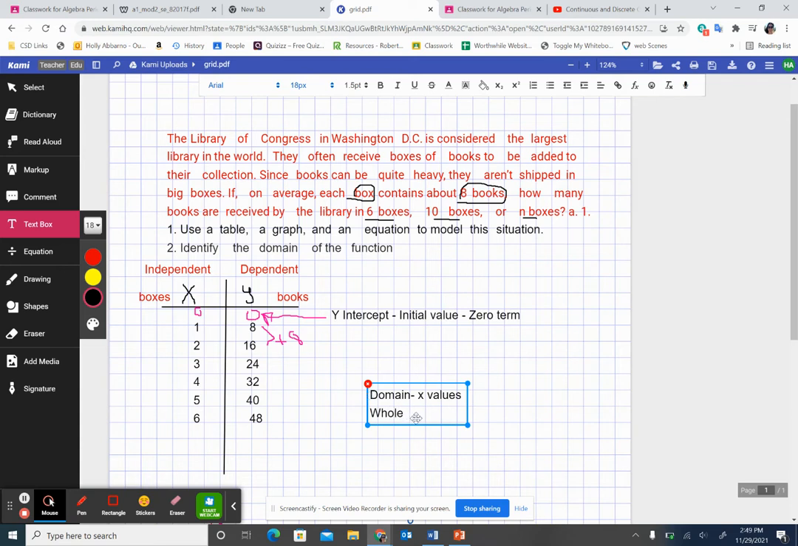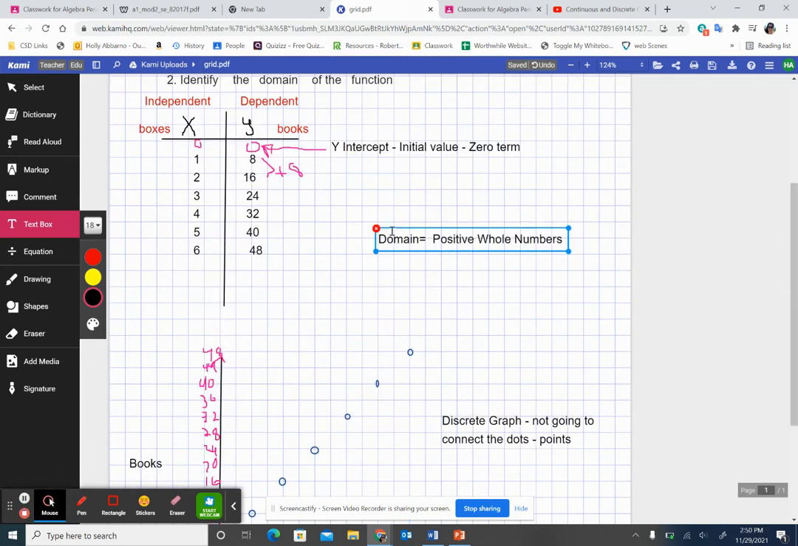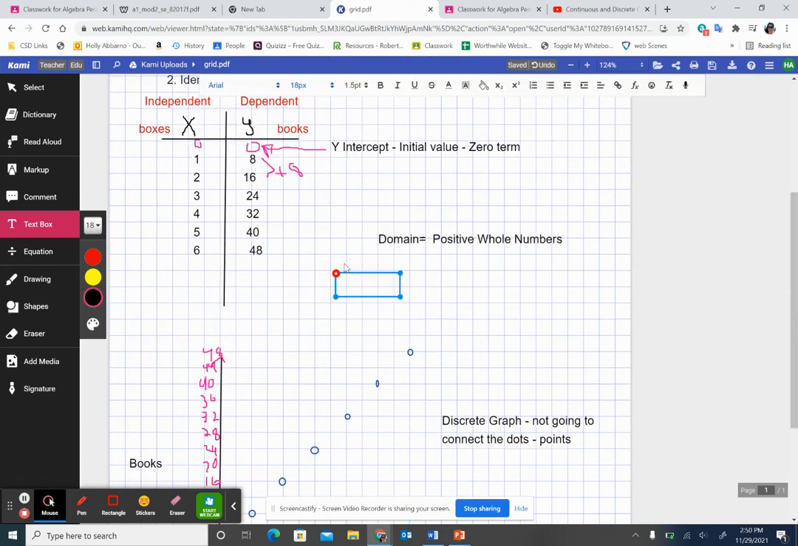We're going to learn how to write this mathematically. So, darn it. Let me undo that. All right, so for now, we're just going to identify the domain.